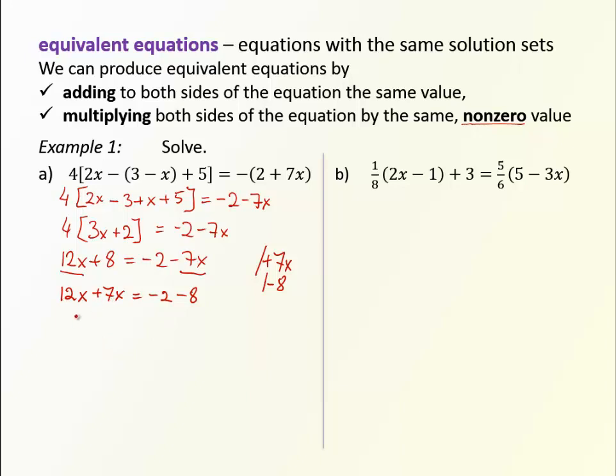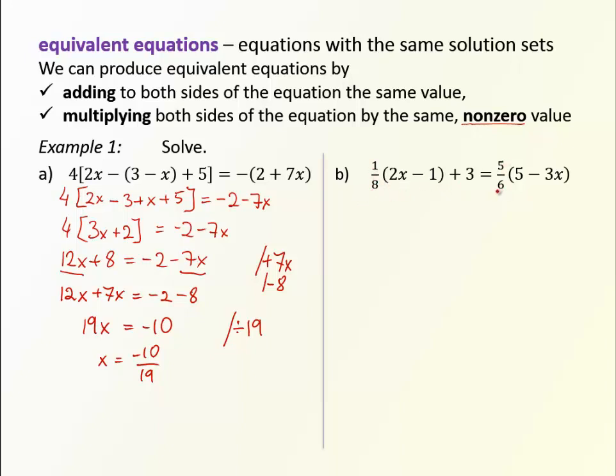Now collect like terms. We have 19x on the left and -10 on the right. Last operation will be to divide by leading coefficient 19, and we have x equals -10 over 19 as a final answer. Let's look at the second example. Here we have some fractions.